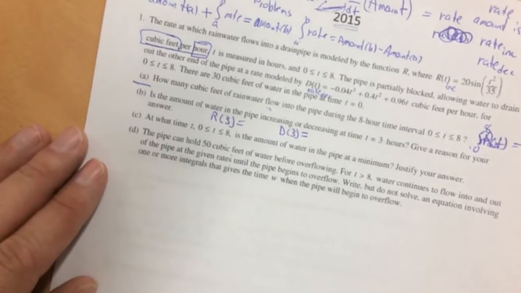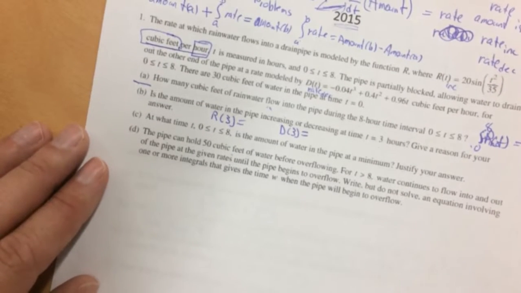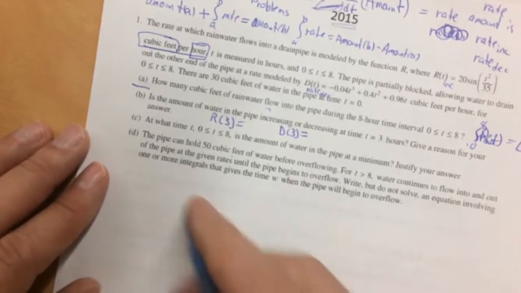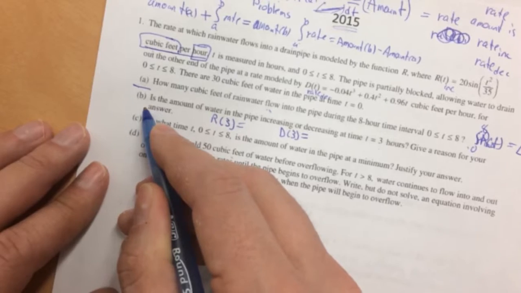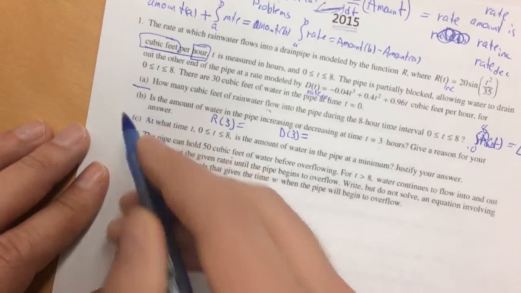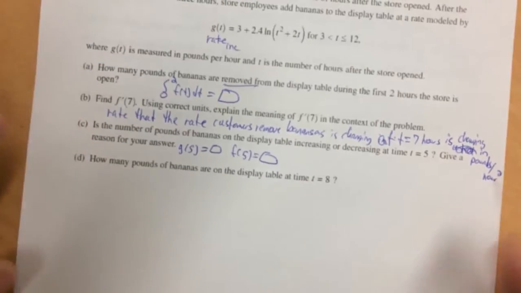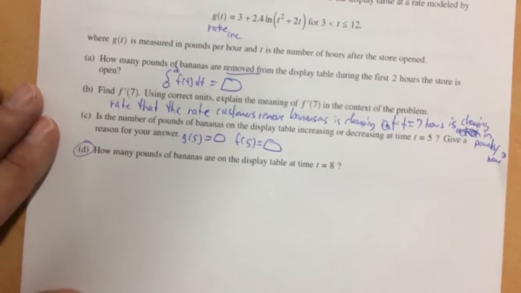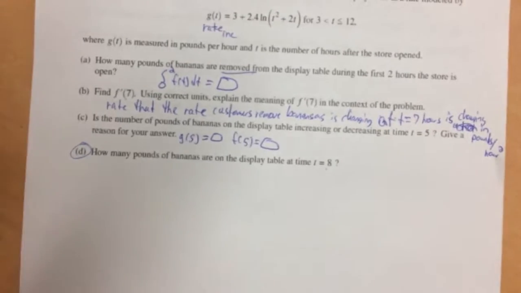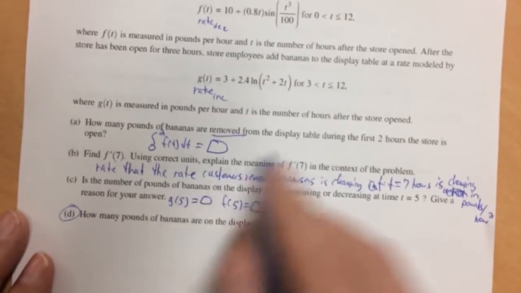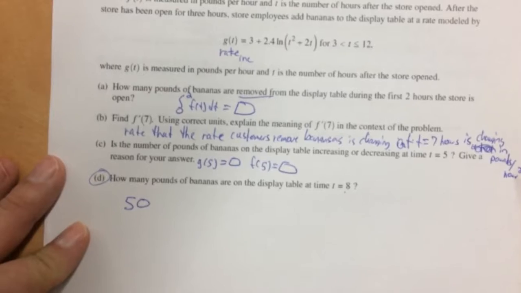Let's look where this comes up. In 2015, this kind of question comes up in question number B. Question number, it didn't come up in 2015, sorry. 2017, it came up in question D. Great. How many pounds of banana are on display at time equals 8? Well, we need a starting amount, and it always gives us that starting amount. There were 50 pounds to begin with. That's the starting amount at t equals 0.